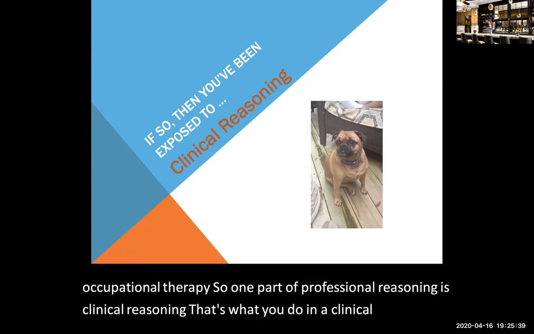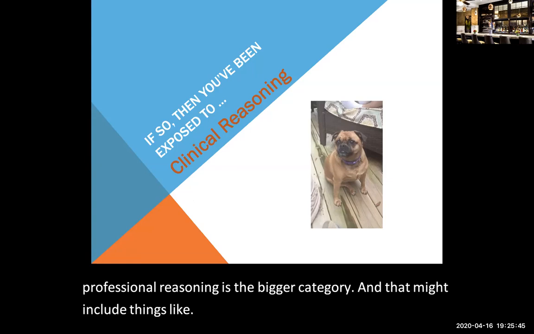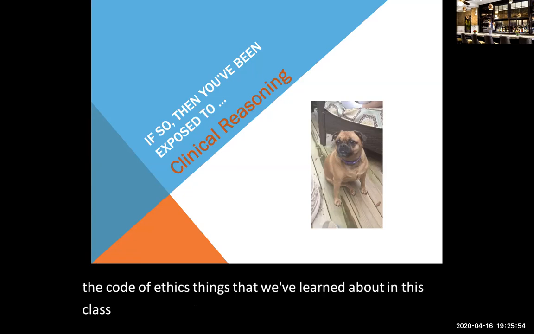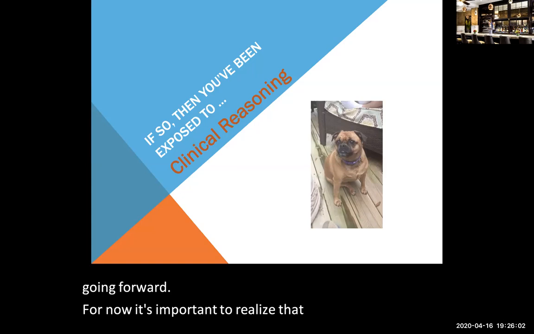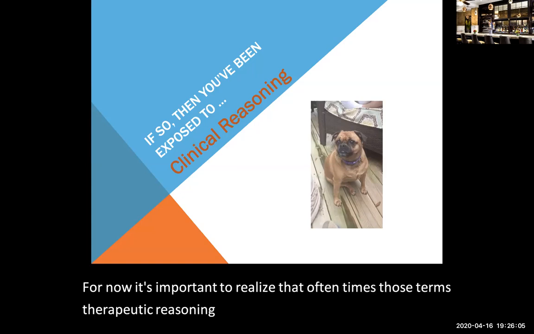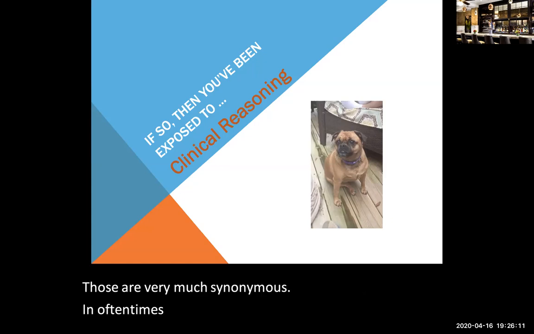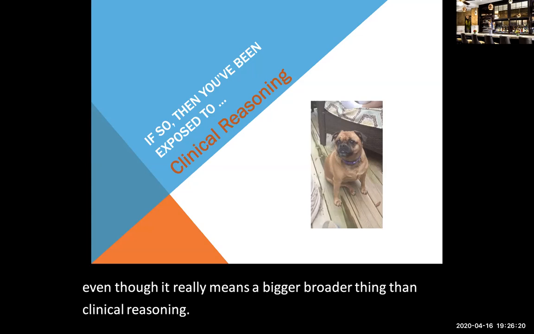Professional reasoning is the bigger category, and that might include things like professionalism, being on time, being responsible, upholding the code of ethics, things that we've learned about in this class and things that you know and will learn more about going forward. For now, it's important to realize that oftentimes those terms, therapeutic reasoning, clinical reasoning, are very much synonymous. And oftentimes, professional reasoning is also used in that way, even though it really means a bigger, broader thing than clinical reasoning. So, what is clinical reasoning?